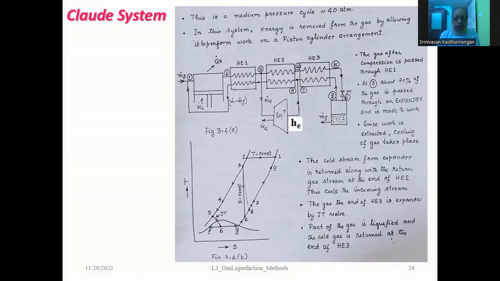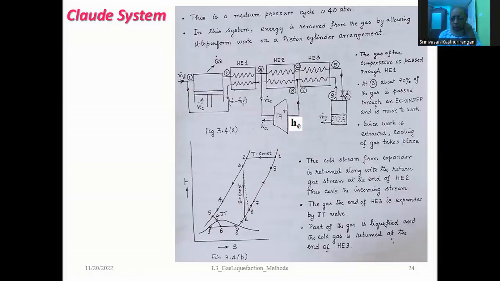So what we do in a Claude system is the original heat exchanger of the simple Linde-Hampson system is divided into three parts. At the end of the first heat exchanger, approximately 70% of the incoming gas is passed through an expander, and the expanded gas will automatically be cold. This cold gas is returned back in the path of the return line. So it connects between 7 and 8 in the return path of the gas stream. That means you are able to extract a certain amount of work from the gas by using the expander.